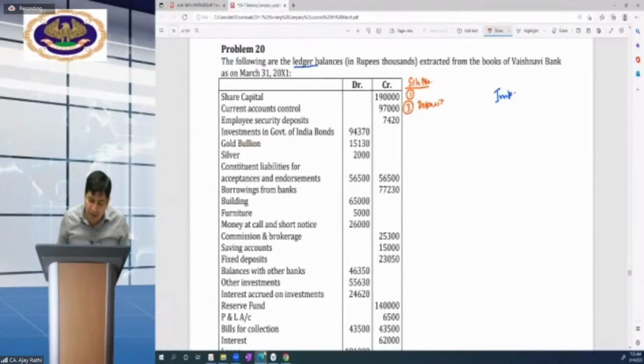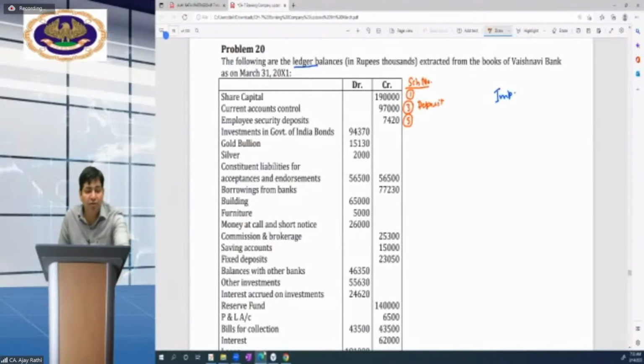Next, employee security deposit. Again, the same thing, beta, but that belongs to our employees, since we are a bank. Beta, employee security deposit is not the same as what the public has deposited. This will not fall in share capital, reserve and surplus, deposits or borrowings. It means those have to be mentioned in other current liabilities, which belongs to schedule number 5.